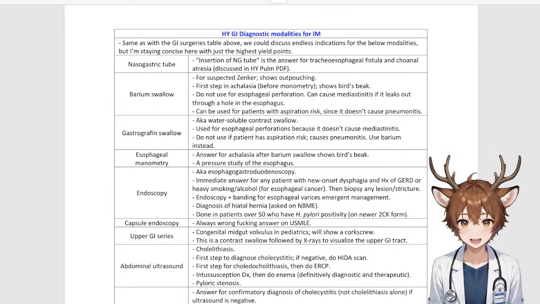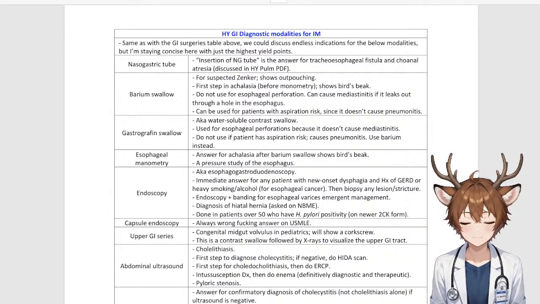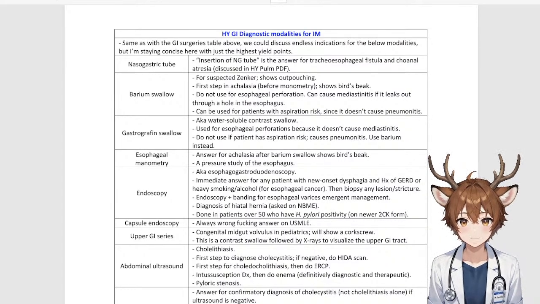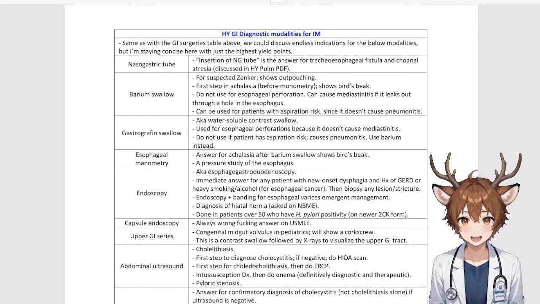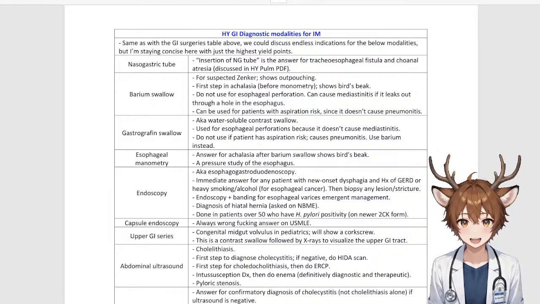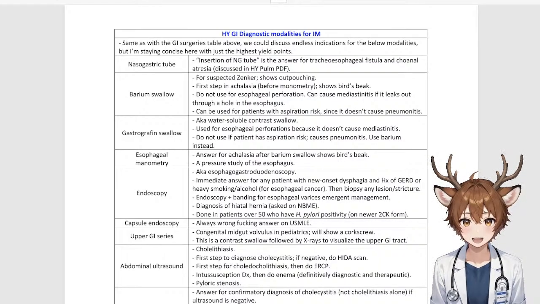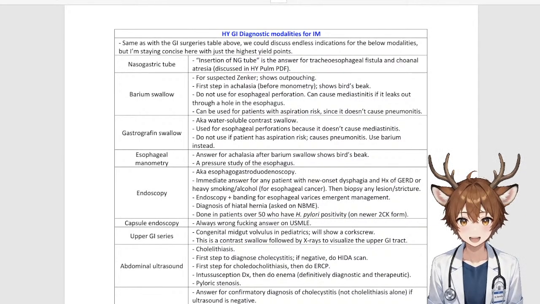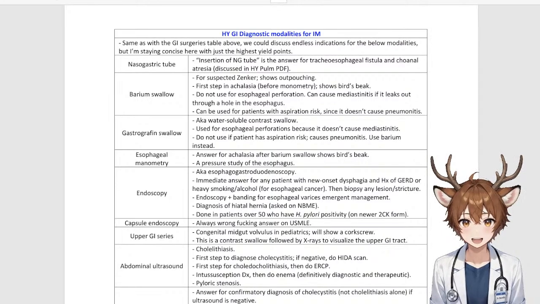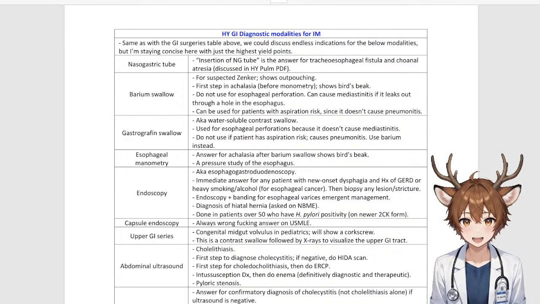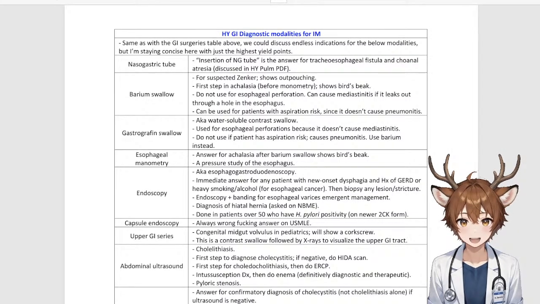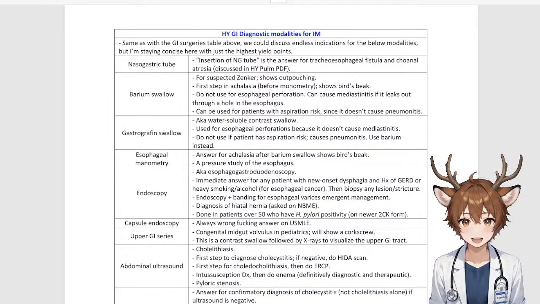High-yield diagnostic modalities for internal medicine. Same as with the GI surgeries table above, we could discuss endless indications for the below modalities, but I'm staying concise here with just the highest yield points. Nasogastric tube: insertion of a nasogastric tube is the answer for the tracheoesophageal fistula and choanal atresia discussed in the high-yield pulmonary PDF. Barium swallow for suspected Zenker diverticulum shows outpouching. It is the first step in achalasia before manometry, and shows a bird's beak.